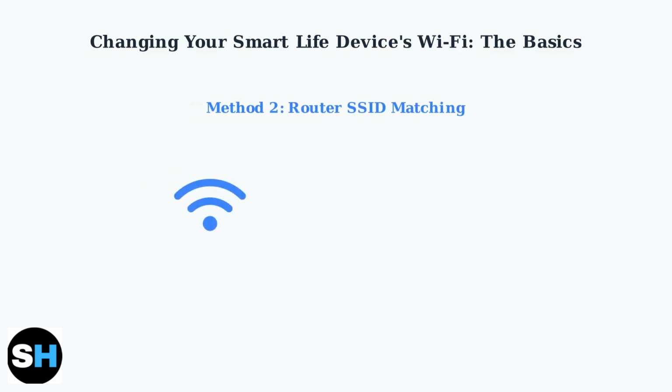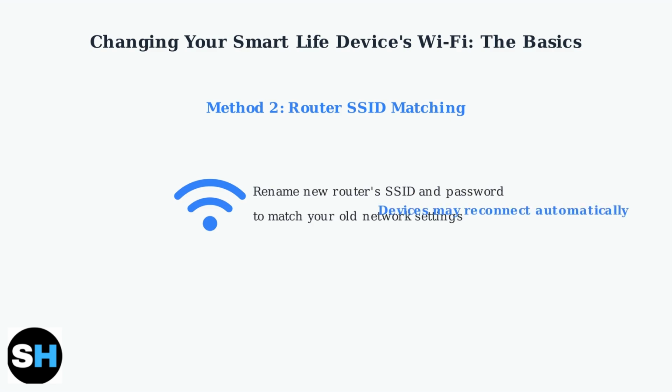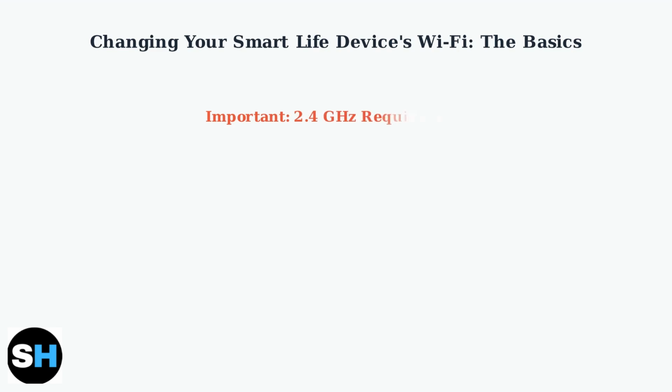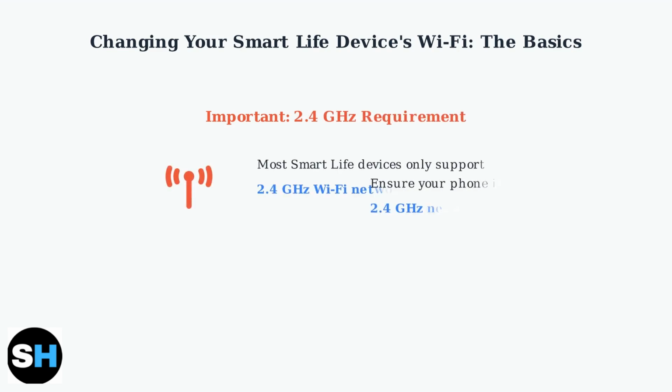Alternatively, when replacing a router, you can rename your new router's network name and password to match the old one, potentially allowing devices to reconnect automatically. Remember that many Smart Life devices only support 2.4 GHz Wi-Fi networks. Make sure your phone is also connected to a 2.4 GHz network during the setup process.